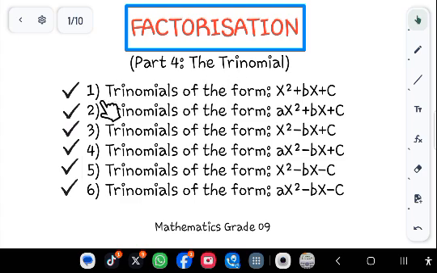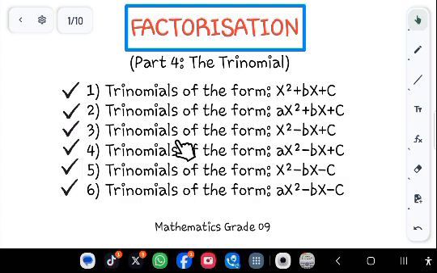In summary, we're going to focus on number 1, trinomials of the form x squared plus bx plus c, and you see exactly what type I'm talking about. Number 2, we're going to look at trinomials of the form ax squared plus bx plus c. What if there is a number besides 1 in front of x squared? In other words, if the coefficient of x squared is anything else other than just 1, it could be 2, could be 3, could be any number.